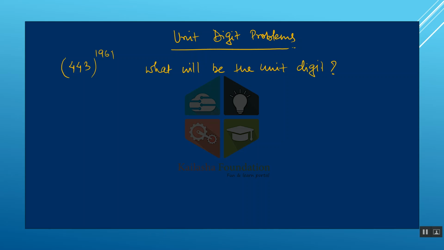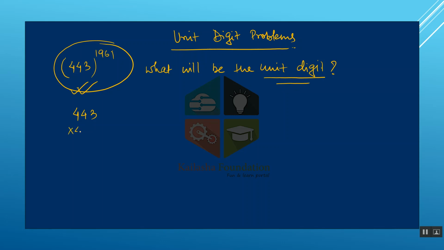Now, you know one thing, that none of us can evaluate this entire number. So there must be a trick to solve this question, because it is not asking about the complete value, it is asking only about the unit digit. Okay, so let me show you the basics of multiplication.